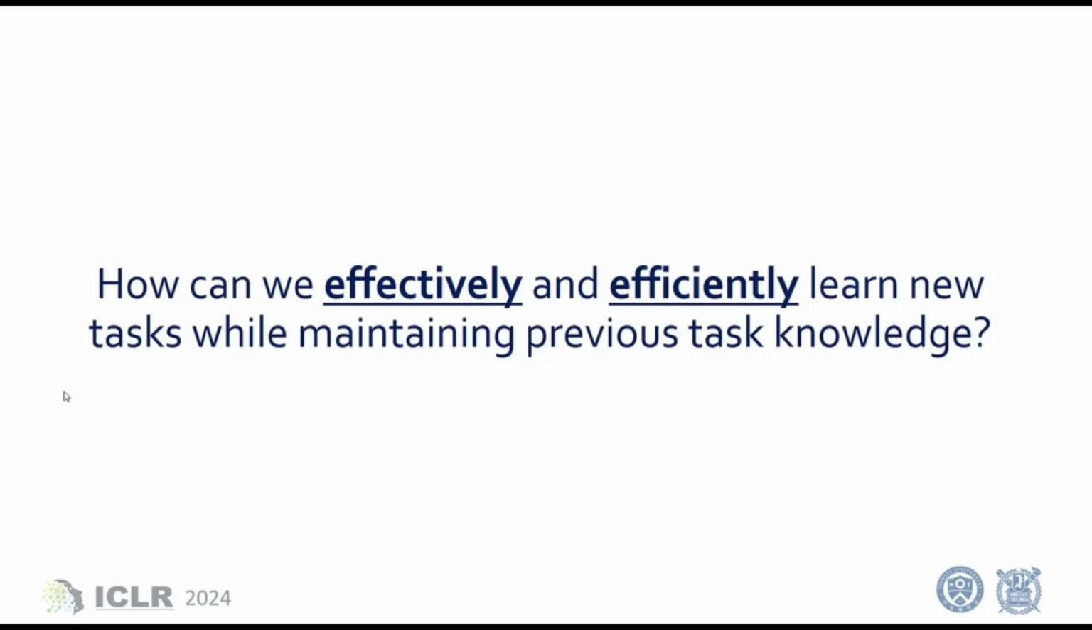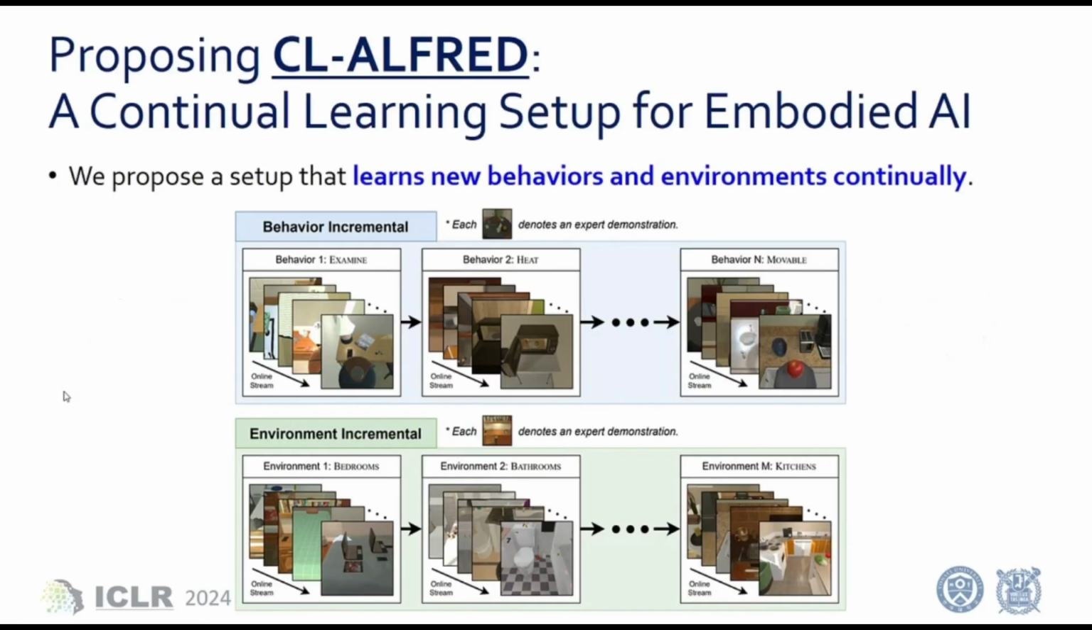Then how can we effectively and efficiently learn new tasks while maintaining previous task knowledge? For this, we propose a continual learning setup for embodied instruction following agents called CL Alfred, which extends the recently proposed Alfred benchmark. Specifically, our proposed setup includes two incremental learning setups: behavior incremental learning and environment incremental learning setups. In each setup, the agent is required to continually learn new types of behaviors or environments, such that the agent can perform both previously learned and newly encountered behaviors or environments.